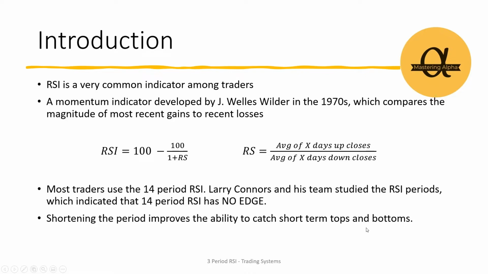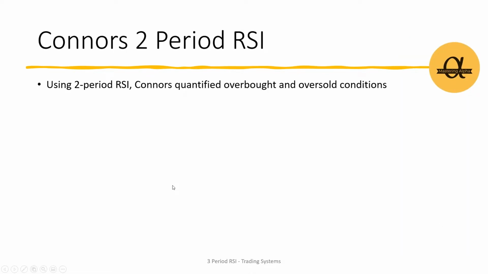This is what got me curious and started me digging more. So what is Connors' two-period RSI? He said that, as I mentioned earlier, as you shorten the period of RSI, the more profitable it gets.